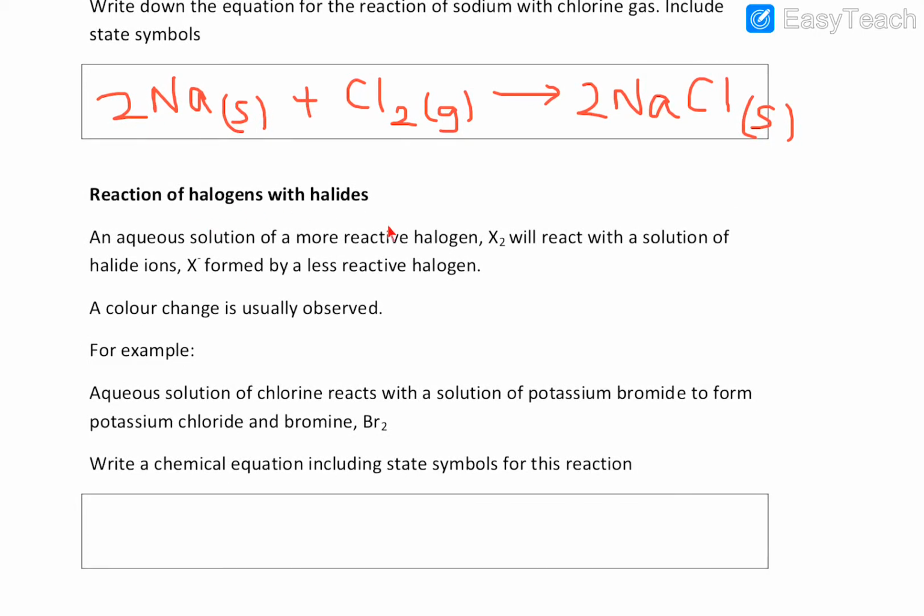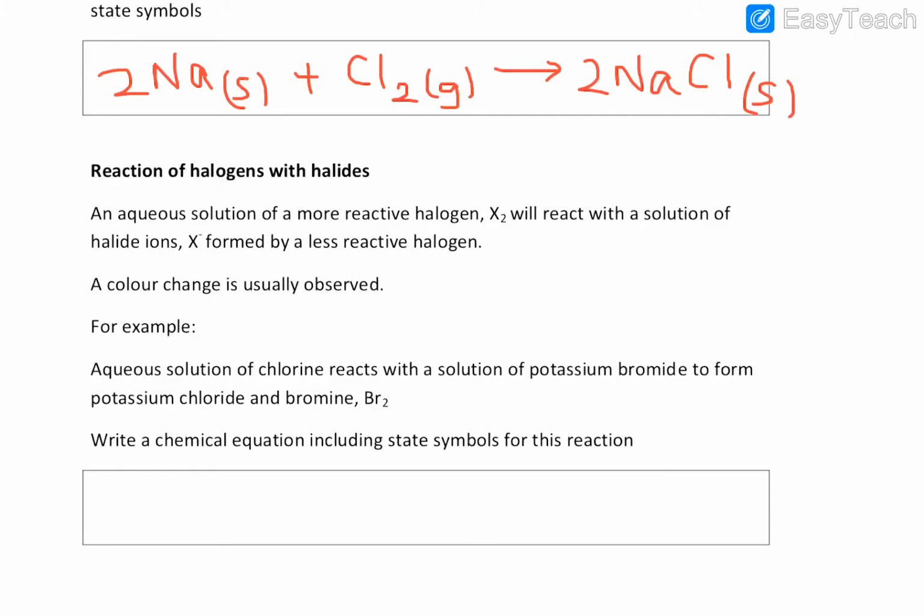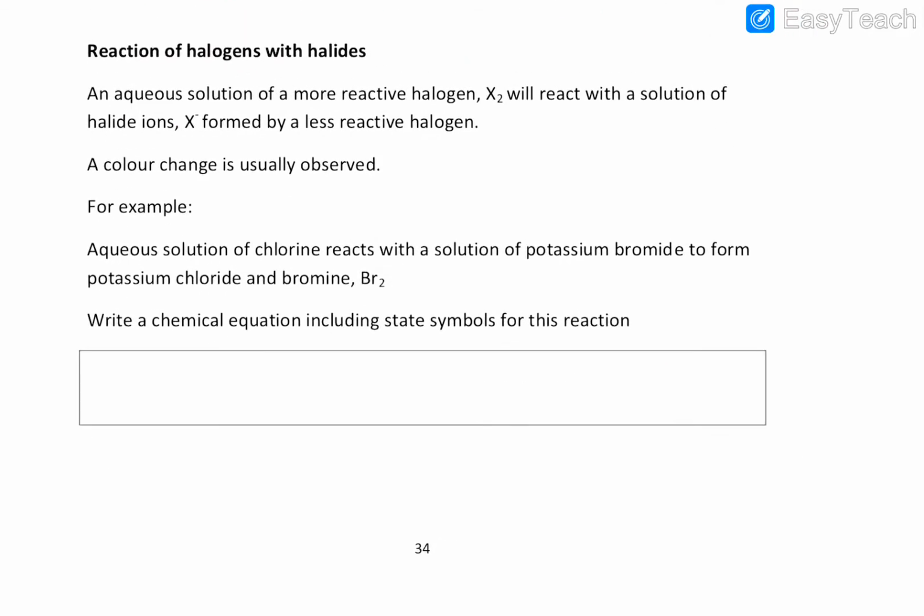Reaction of halogens with halides. Now, halogens can react with halides in a displacement reaction. So you will have a more reactive halogen that can replace the less reactive halide ion. So let's see. If you have chlorine reacting with potassium bromide, chlorine is more reactive than bromine because chlorine is higher in the group. Chlorine will displace bromine from potassium bromide.